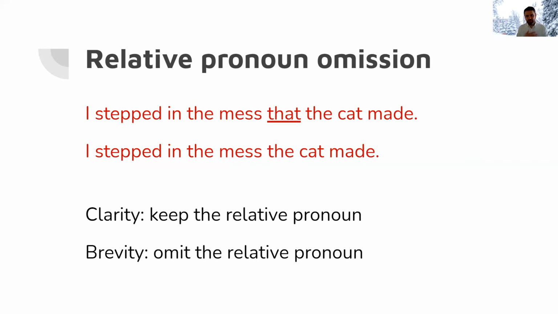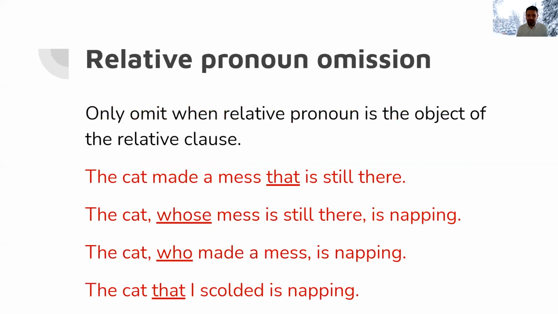But in fluent English, I'm sure I drop it all the time. Now, something we need to be aware of is that we can only omit that relative pronoun when it functions as the object in the relative clause. If it's another part of that relative clause, we can't drop it. Grammatically, it just doesn't fit for us. It doesn't make sense. So let's look at 4 example sentences.